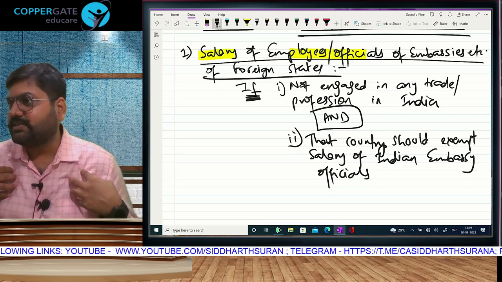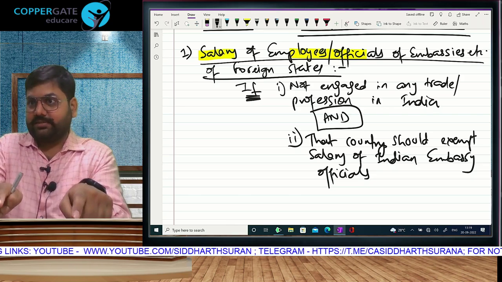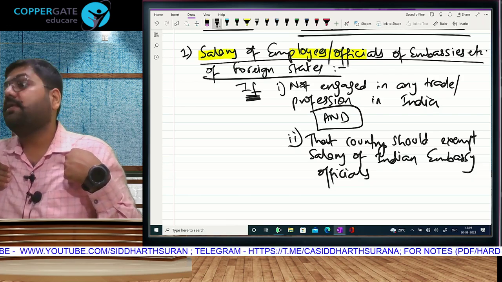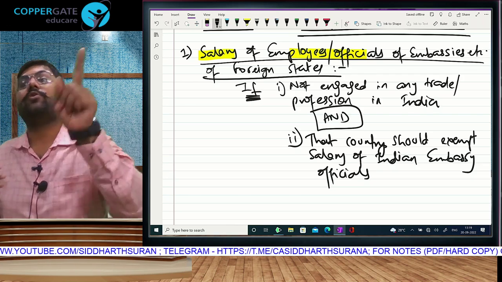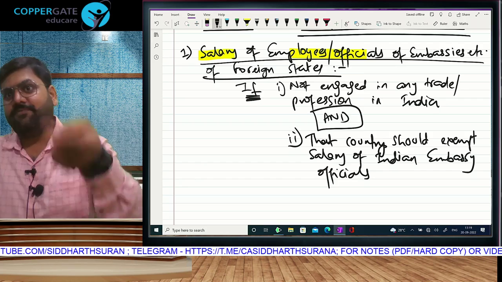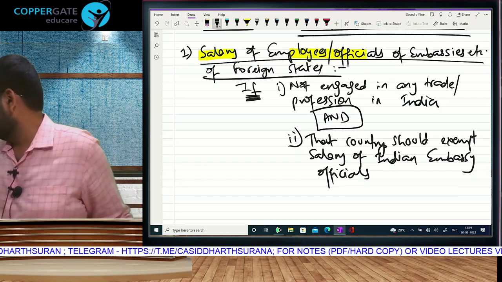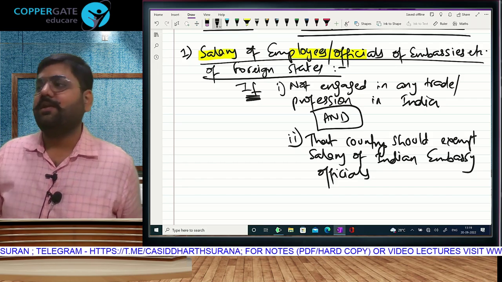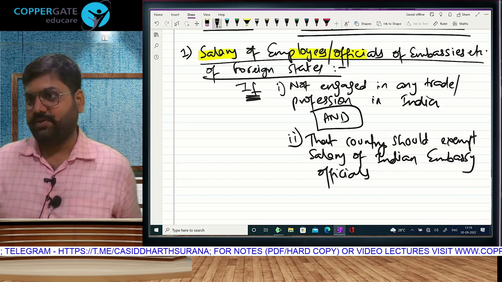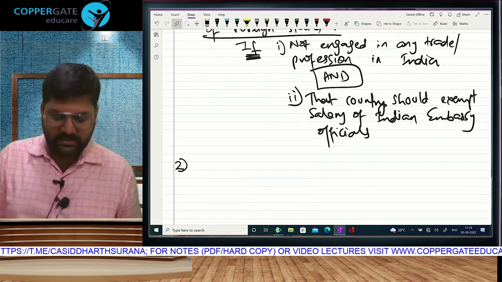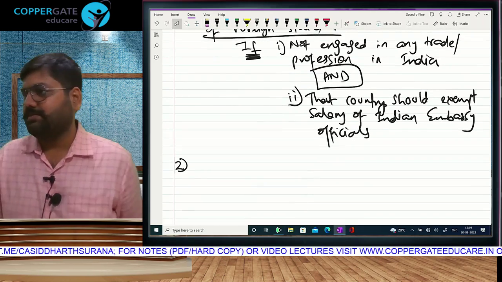So our government is saying, our employees ka tax, who are working in your country but they are our employees, that tax we will keep. You don't take anything from them and we don't take anything from your employees. That's the condition. That country should exempt a salary of Indian employee, Indian embassy ka employees. Is that clear? Yes. Section 10(6) ka second exemption.